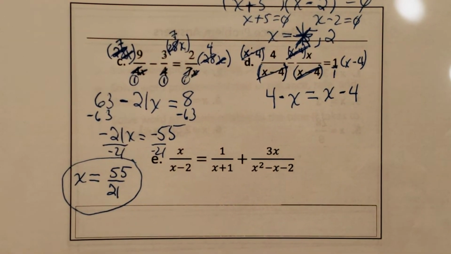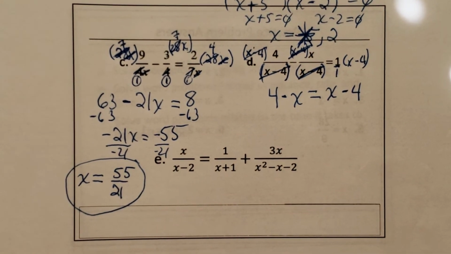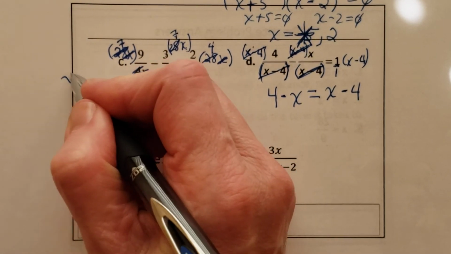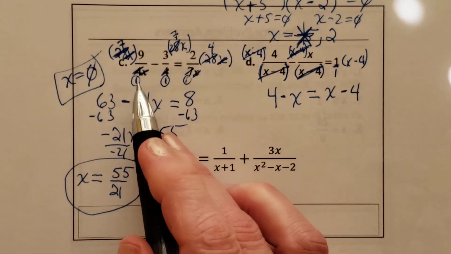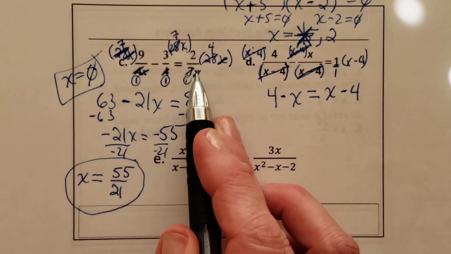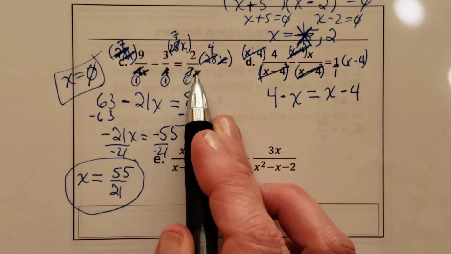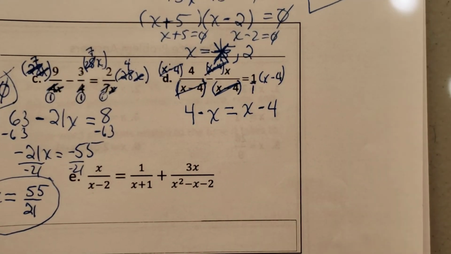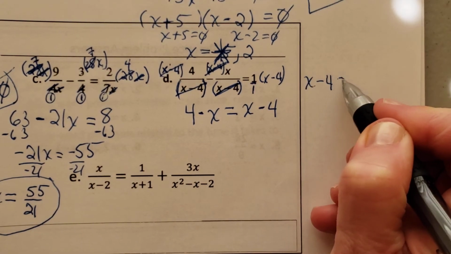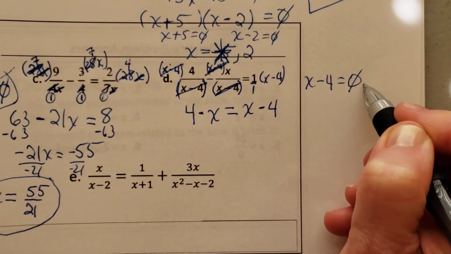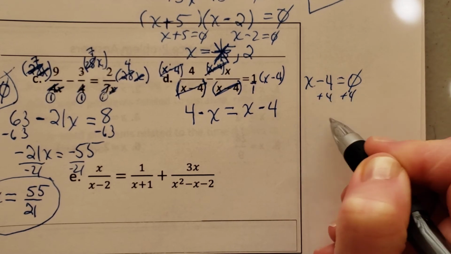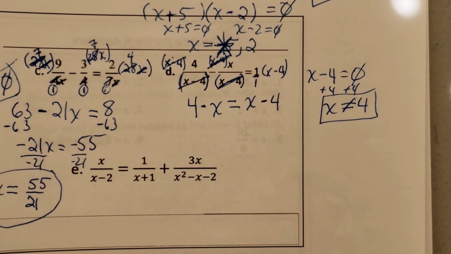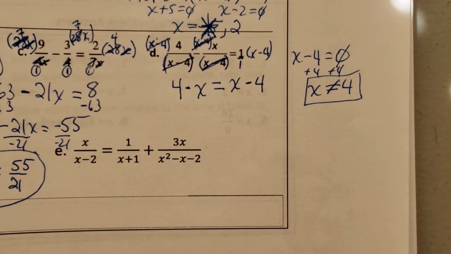Oh, once again, I forgot to find my restrictions. This restriction is just going to be a 0. X cannot equal 0. Because if x is 0, 4 times 0 is 0. And if x was 0, 0 times 7 is 0. Now this, in order to find my restrictions, I would set my denominator equal to 0. And this time I'd have to add 4. So my restriction is x cannot equal 4. That's my restriction. Remember, you only take your denominator and set that equal to 0.